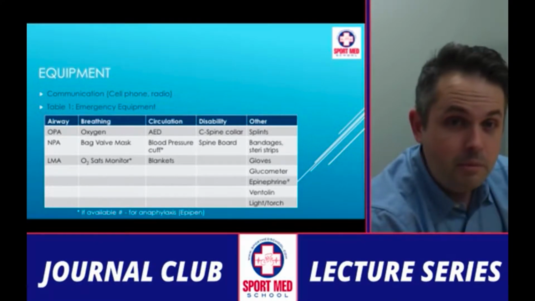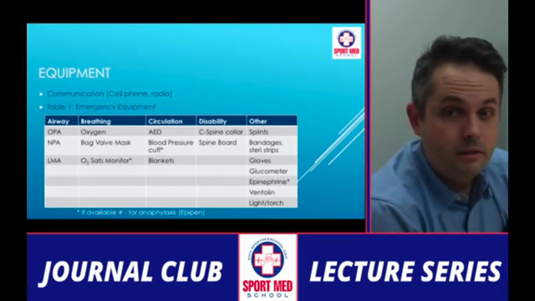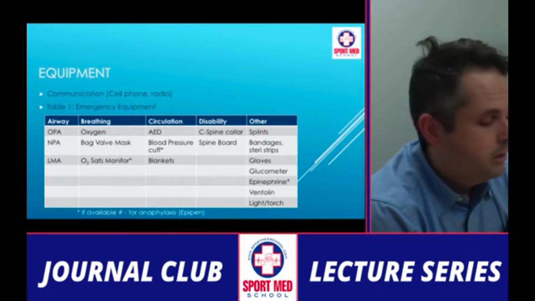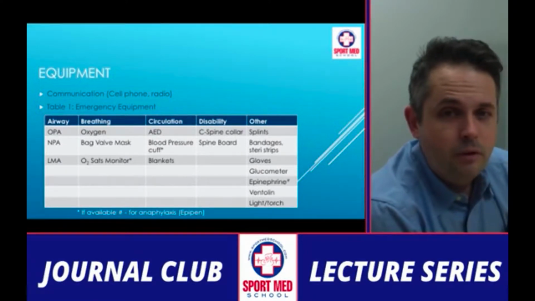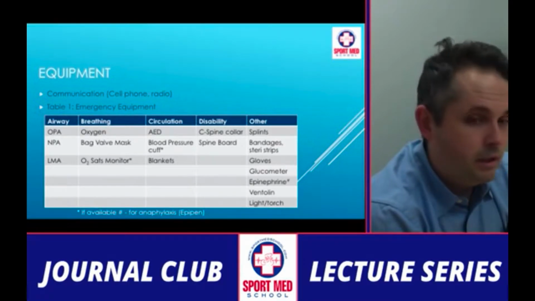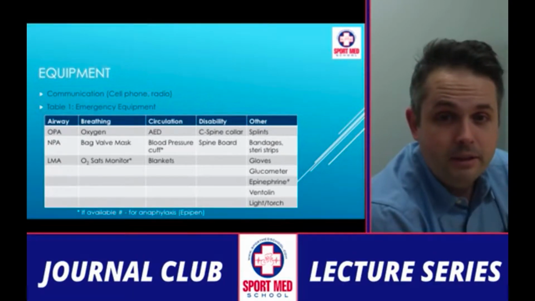From a breathing perspective, obviously it's ideal if you have oxygen on board, but at the very least you should have a bag valve mask. They're not very expensive. You can get them on Amazon now for about $20, $25. An O2 sats monitor is not necessary, but if you have it, once again, that's another great tool giving you some extra information on the condition of the athlete.